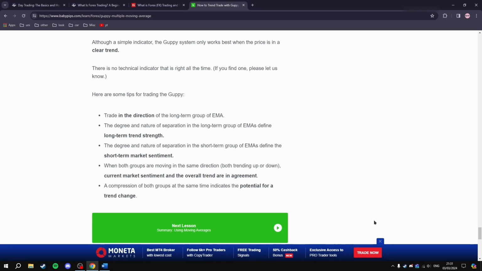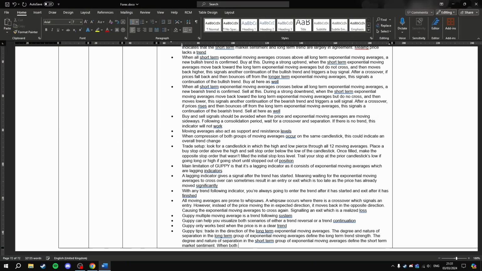When both groups are moving in the same direction, both trending up or down, current market sentiment and the overall trend are in agreement.